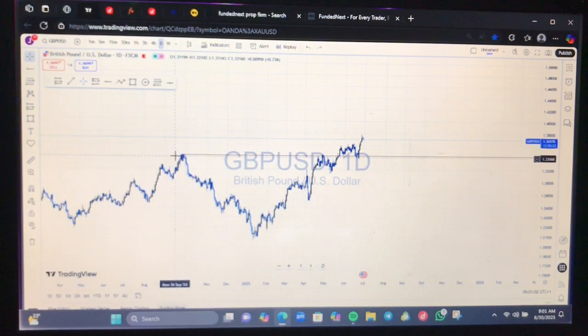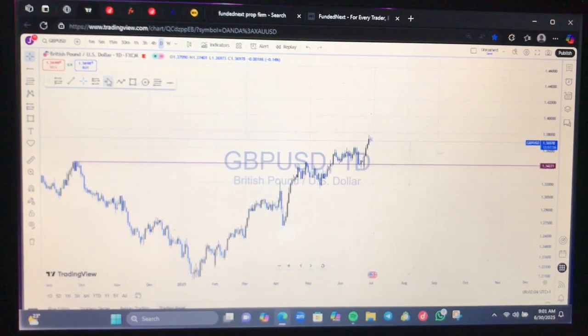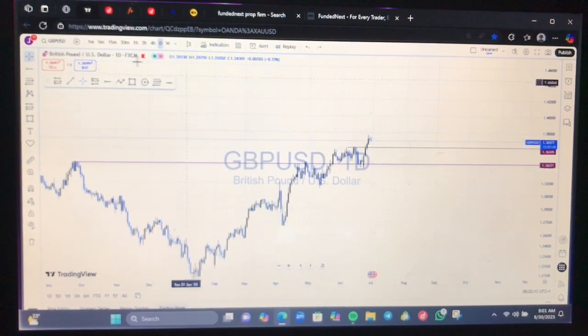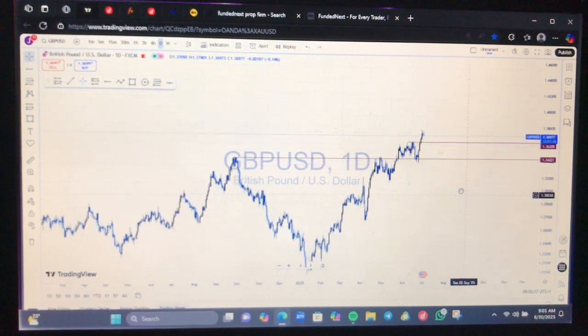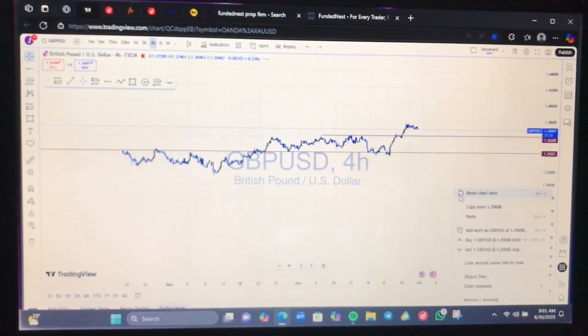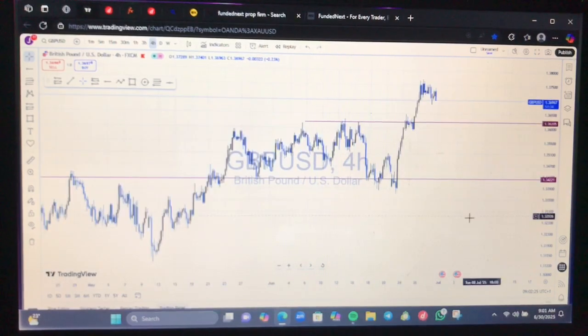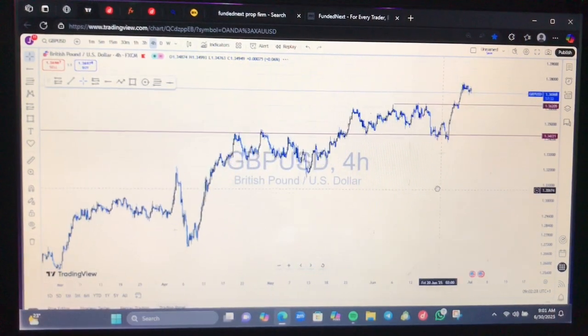So GBP has been able to break past this zone, and it has given us a retest, telling us that it's still pushing up, but we still have another valid zone around here. We still have a valid zone here, and price is still yet to come back to retest that particular zone. So let's go to the 4 hours and see what price is doing on the 4 hours. So on the 4 hours we have price doing something like this.